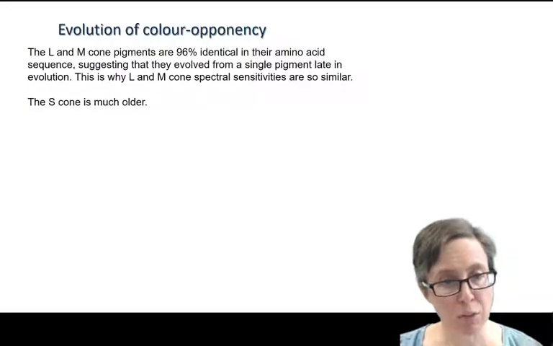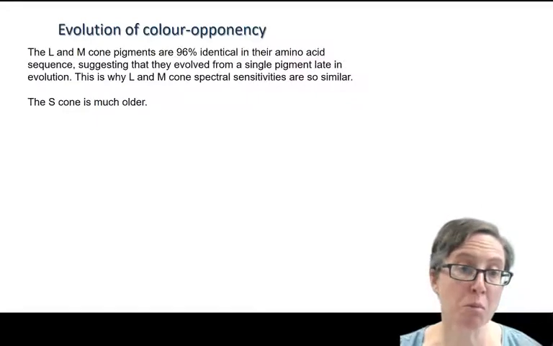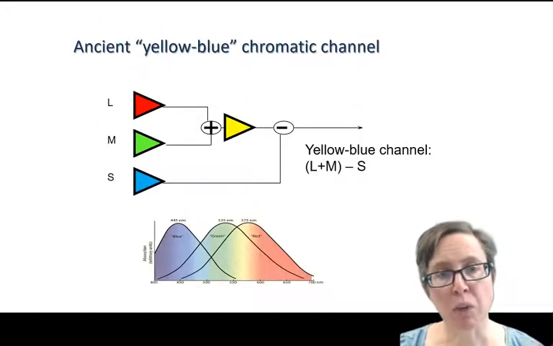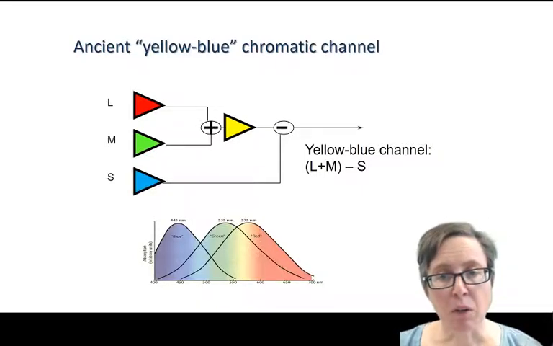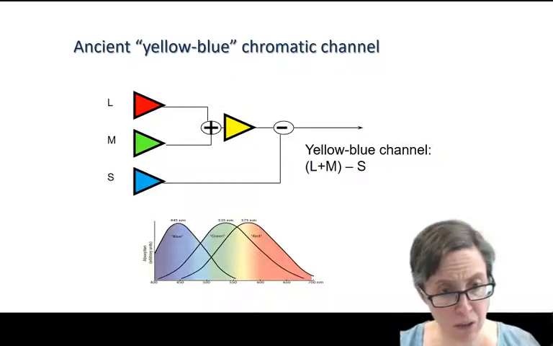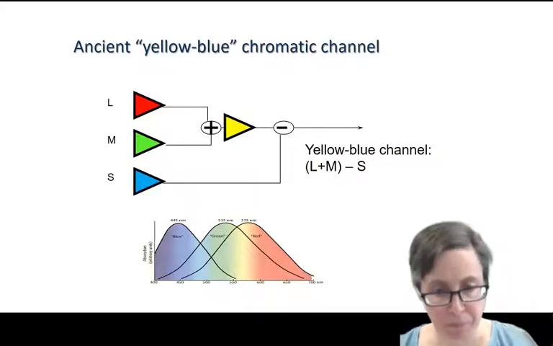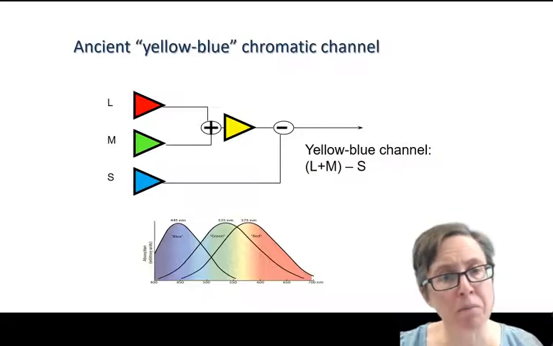Whereas the S cone, it seems clear it's separate, it's on a different chromosome, and it seems to have evolved much earlier in evolution. So that means early on we can only have had what is now the yellow-blue chromatic channel. So our visual system would have evolved to compare information in the S cone class with that in the other cone class. I'll call it LM, because that distinction between L and M would not have evolved back then.